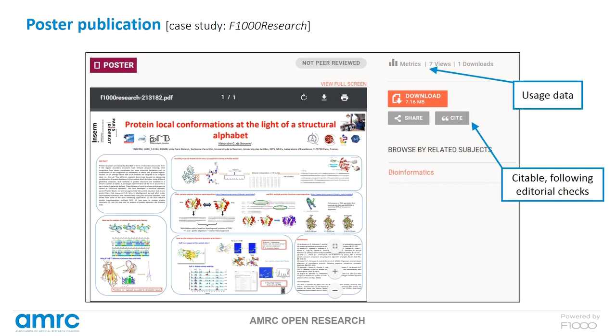And this is just an example of a poster publication. So you can see there isn't quite as much detail as there will be for a peer-reviewed article, but we still provide the usual usage data, and they are provided with a citation and a DOI following the editorial checks. But you'll notice that it doesn't have the full peer review history because these are not peer reviews.